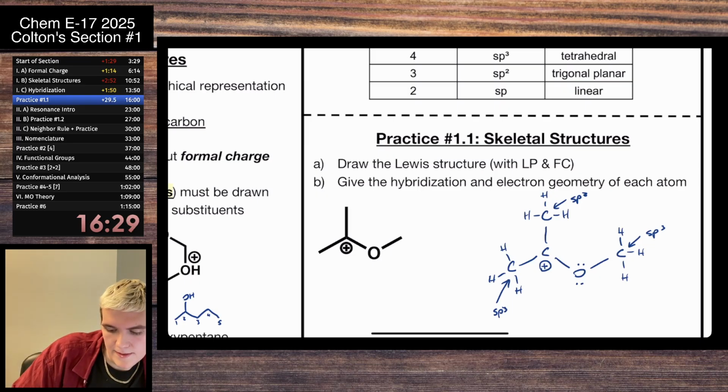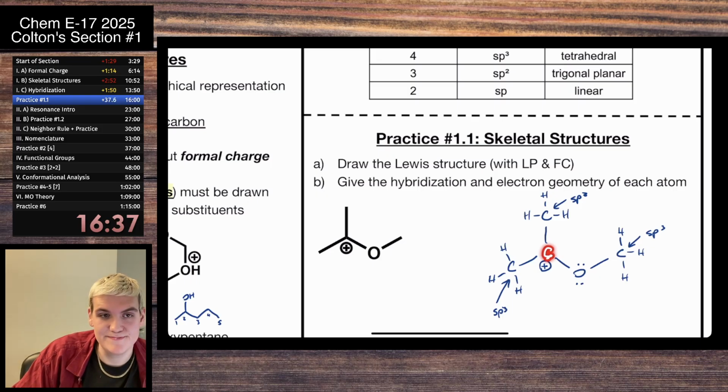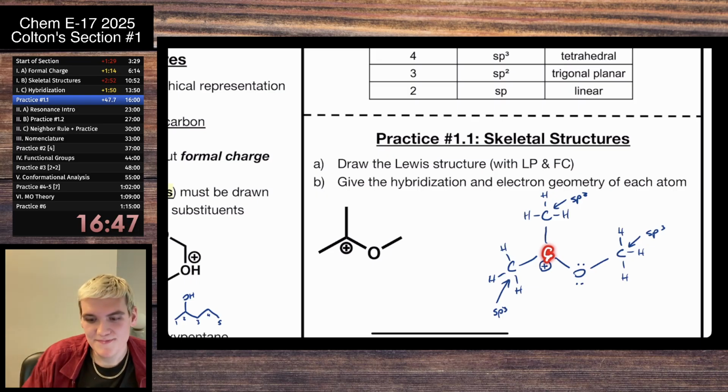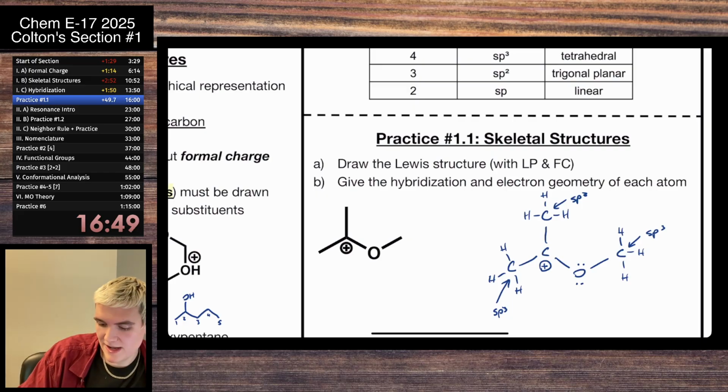What about this carbon right here? How many electron domains does it have in the chat? And then, given how many electron domains, what hybridization are you thinking? Ding dong. Very nice. So she has 3 electron domains or 3 bonds, and so we know it's going to be sp2 hybridized.